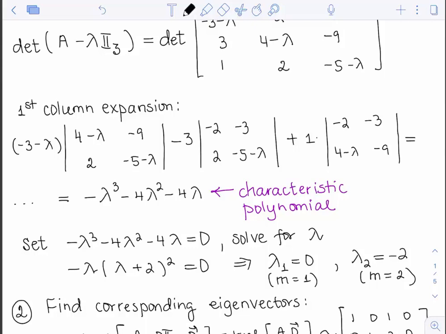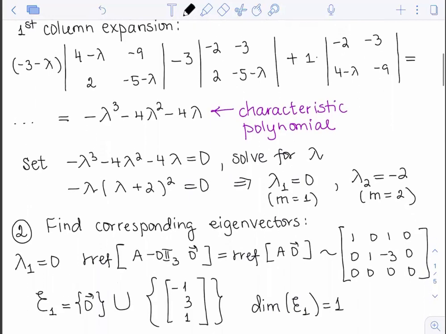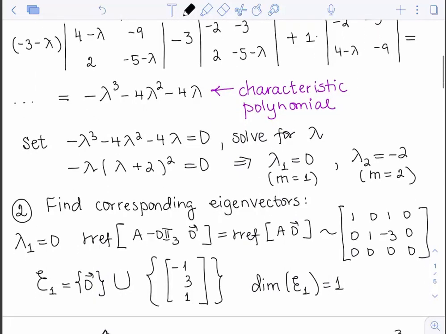So this is the step where you have to do some tedious computations. But once you do compute your characteristic polynomial, typically in these problems, they factor out nicely. What is the next step? For computing eigenvectors, we need to find eigenvectors associated with each eigenvalue.